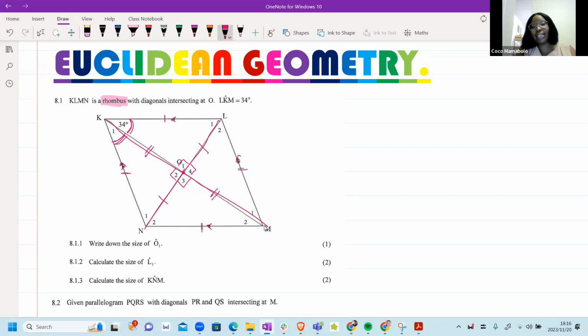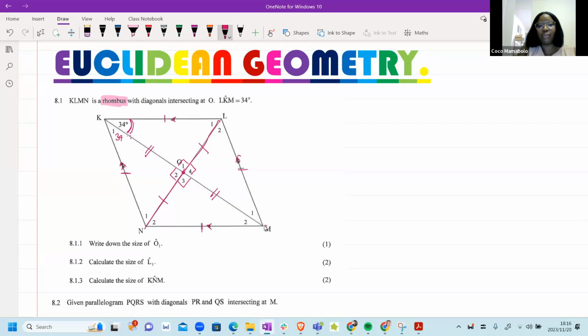If it's bisected, that means it's been cut in half. Yes, we've just spoken about this. That means it's cut in half. That means if this side is 34, this side must also be what? Yes, Pascal. Good. This side over here must also be 34. This side is also 34 degrees.